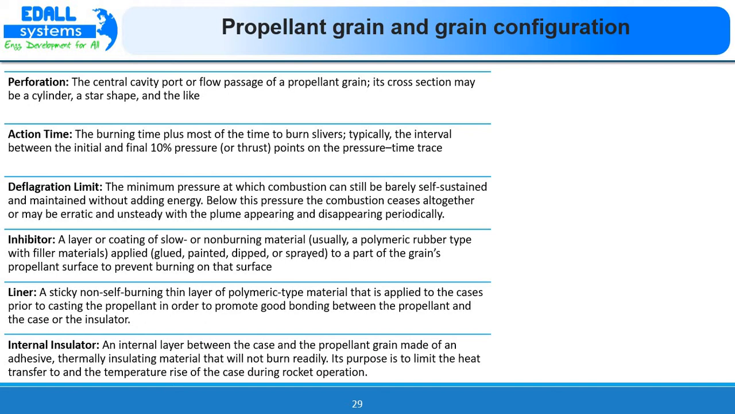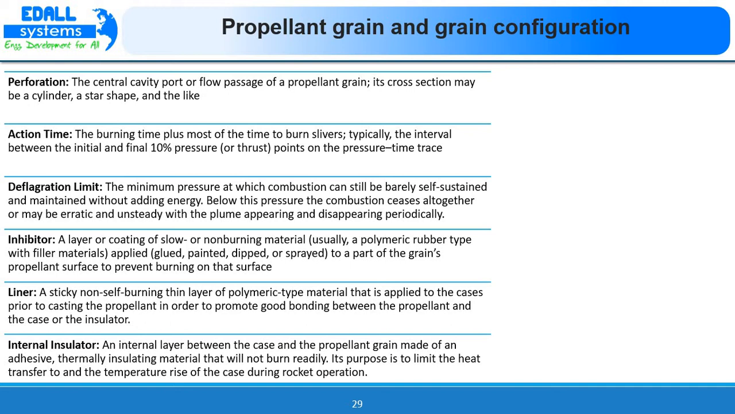Then action time is the burning time plus most of the time to burn slivers, typically the interval between the initial and final 10% of pressure points on the pressure-time trace. Deflagration limit is the minimum pressure at which combustion can still be barely self-sustained and maintained without adding energy. Below this pressure, the combustion may go out altogether or may be erratic and unsteady, with the flame appearing and disappearing periodically.